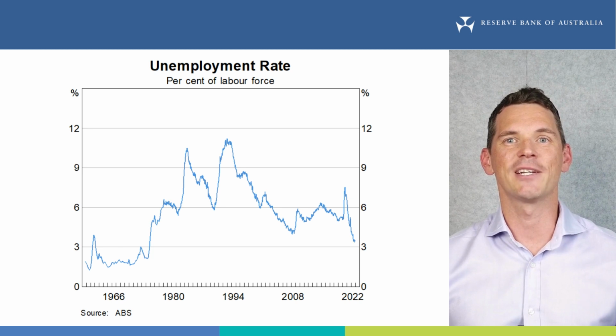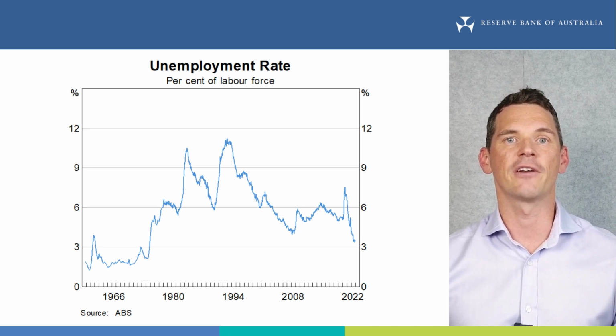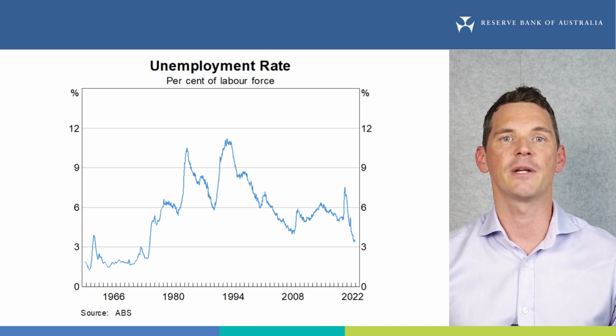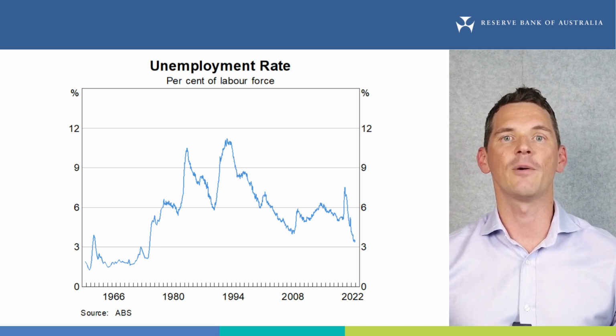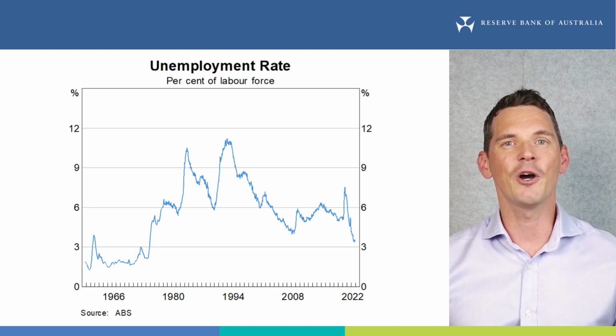Solid growth in the domestic economy last year has supported large increases in employment. And as you can see from the blue line in the graph, the unemployment rate remained around 3.5% in late 2022, its lowest level in nearly 50 years. The demand for workers is strong, though it has moderated a little in recent months.